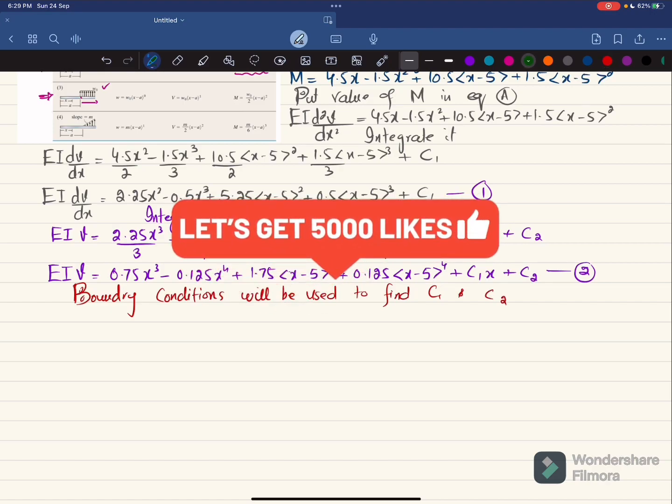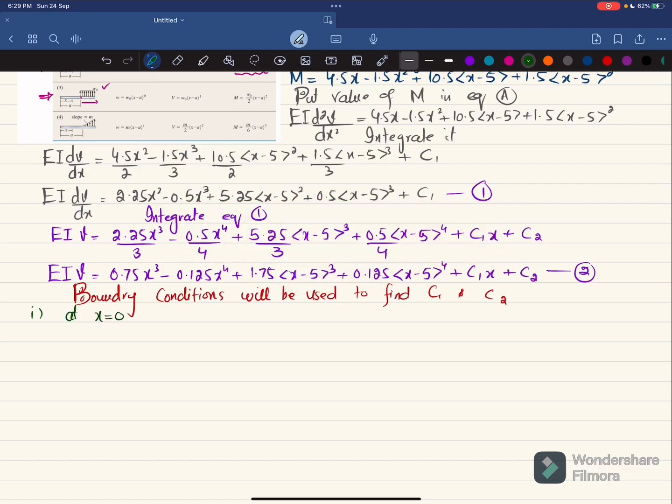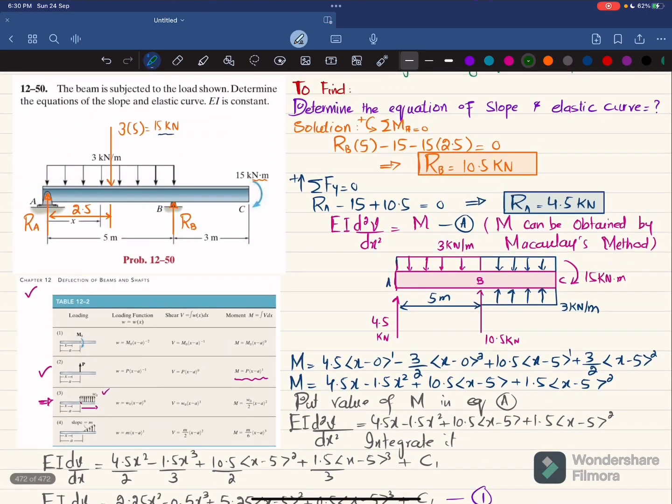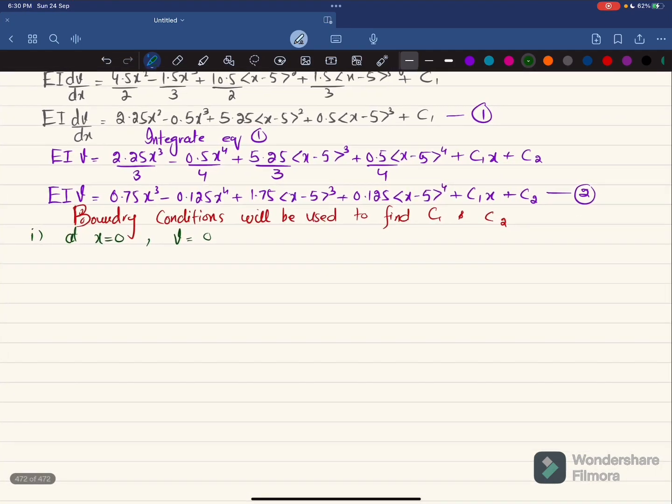So what are the boundary conditions? The first boundary condition is that at x is equal to 0, we have deflection is equal to 0. Here you can see x is equal to 0, we have deflection is equal to 0 because at point A we have a pin support. So put it in equation number 2, because equation number 2 is for deflection.